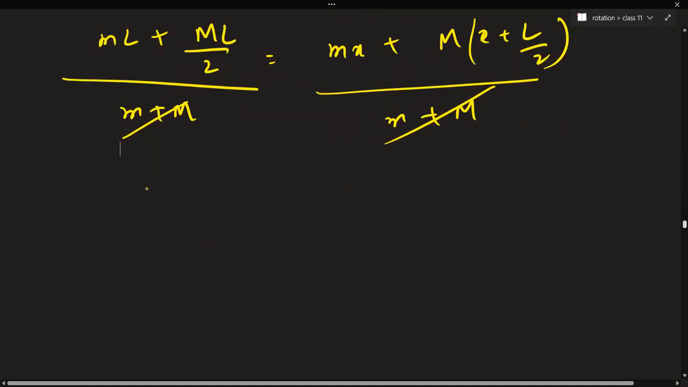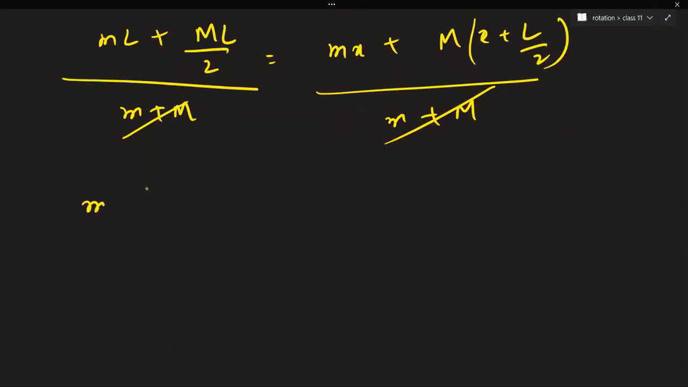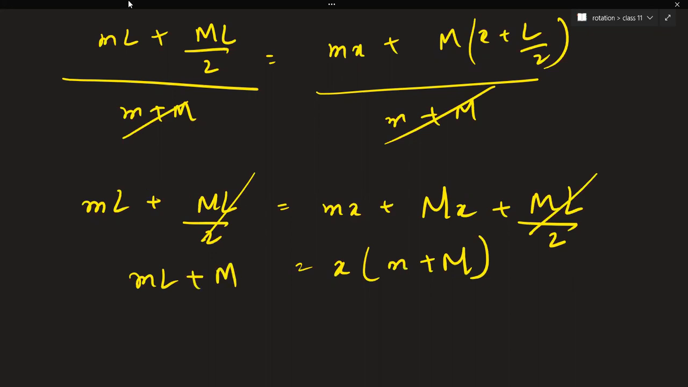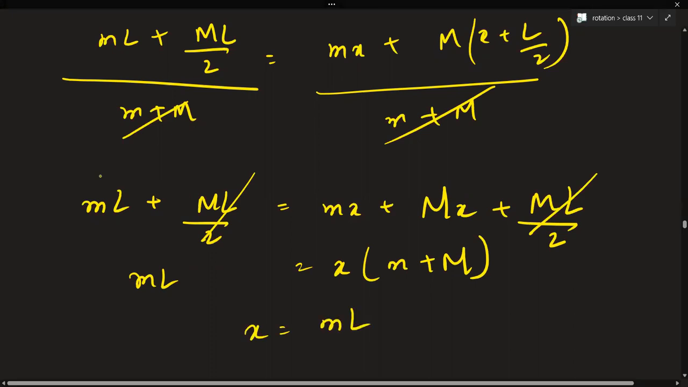Easy. See, mL plus ML by 2 is equal to mx plus Mx plus ML by 2. Again, this ML by 2 gets cancelled. From here, you can take x common, so this becomes m plus M. And from here, you have mL. So x comes out to be small m into capital L, divided by small m plus capital M.